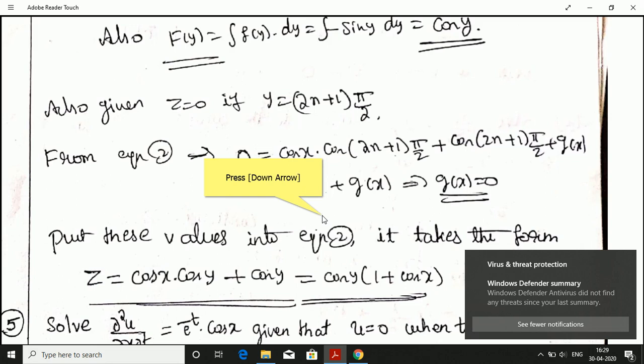Just through the process of integration, we are finding the solution of the given non-homogeneous partial differential equation. In the next video, I'll explain how to solve the homogeneous partial differential equation.